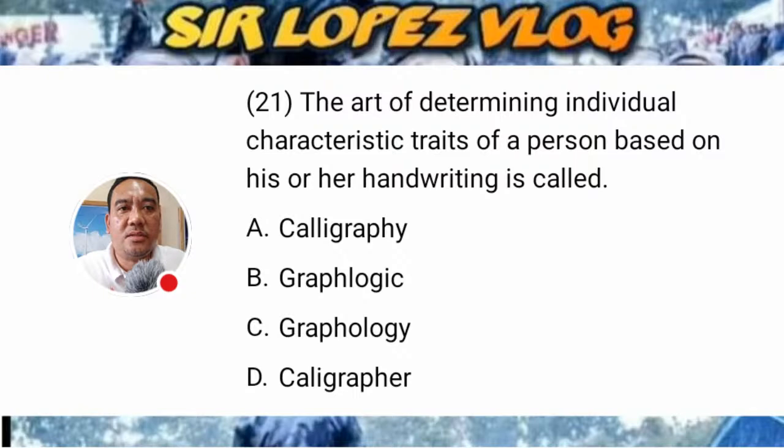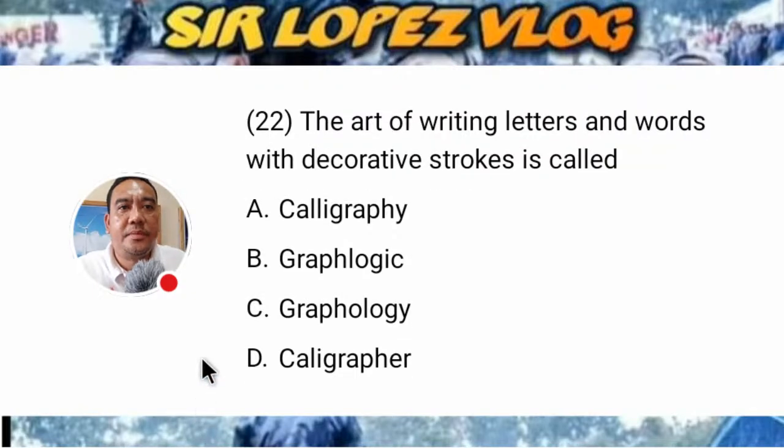Next is 22. The art of writing letters and words with decorative strokes is called A. Calligraphy, B. Graphologic, C. Graphology, or D. Calligrapher.